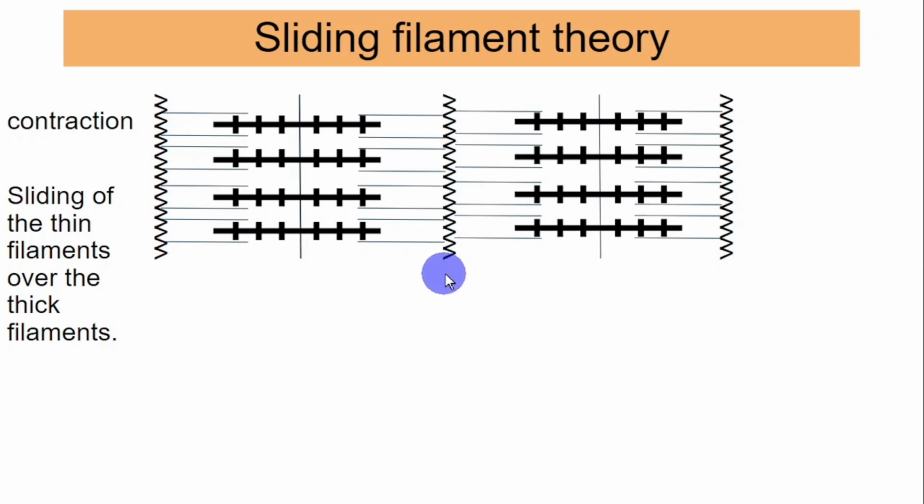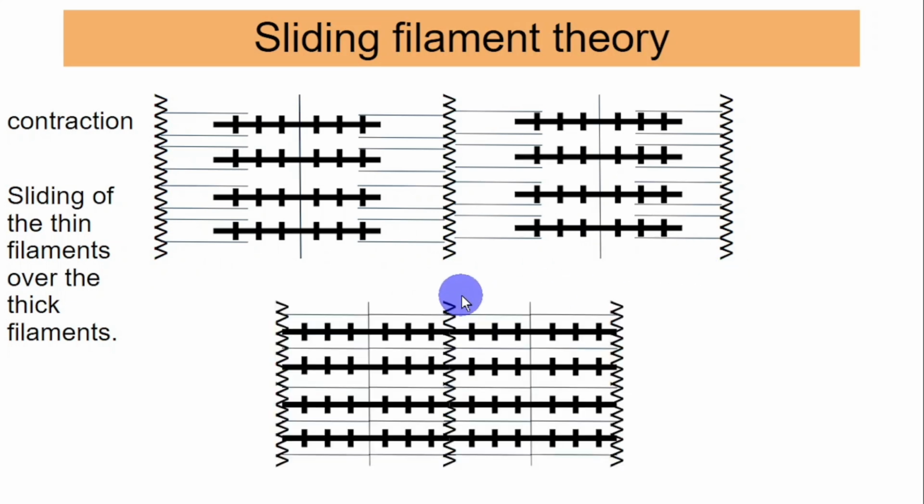And if you notice the distance between Z lines, they are far apart. And upon contraction, see the Z line comes closer and the H zone completely disappears. So sliding of thin filament over thick filament helps in the contraction. And during contraction, the Z lines come closer. So shortening of the sarcomere occurs. So here you can clearly see the actin filaments, the thin filaments have completely overlapped the thick filaments. So they slide in towards the center of A band.